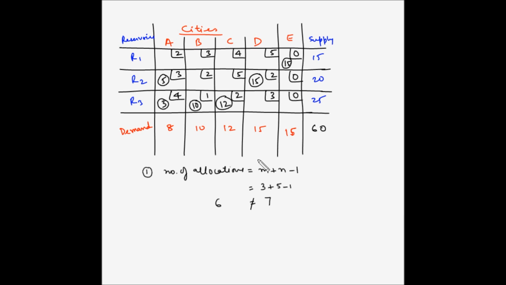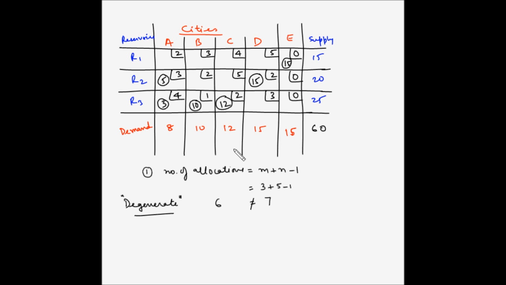So this is a case of degeneracy, and this solution is known as a degenerate solution. So what is a degenerate solution? Degenerate solution is a solution where the number of stone squares, or the squares which have allocations, is less than m plus n minus 1. A degenerate solution will create complications since the row and column values of all the water squares cannot be calculated.